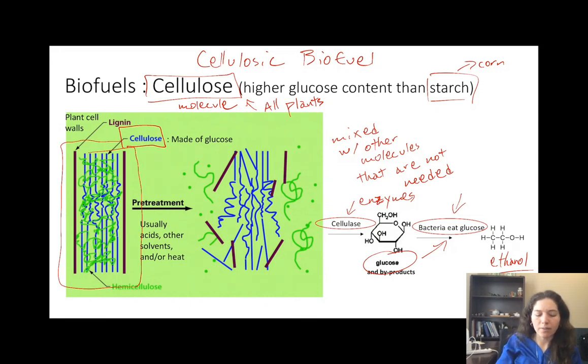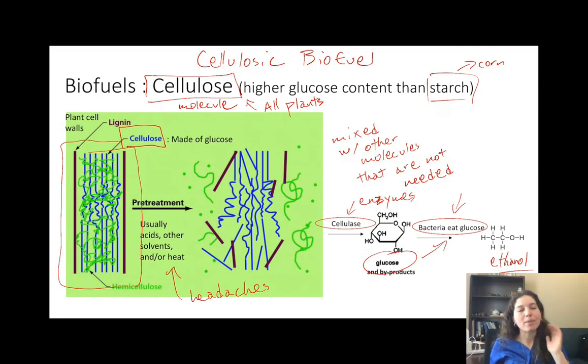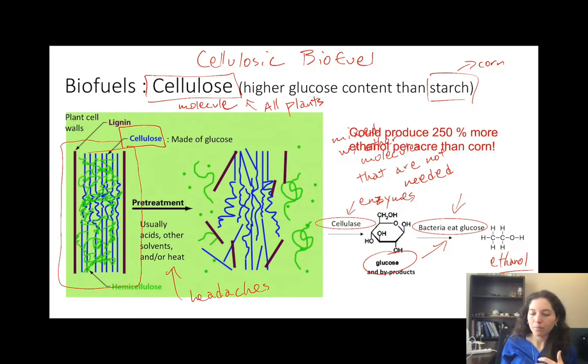So that's where all of the headache comes in. Okay, so here's the headache. This is where the issue is. So we have to have some kind of pre-treatment to break it down and some kind of separation process. So let's talk about that.